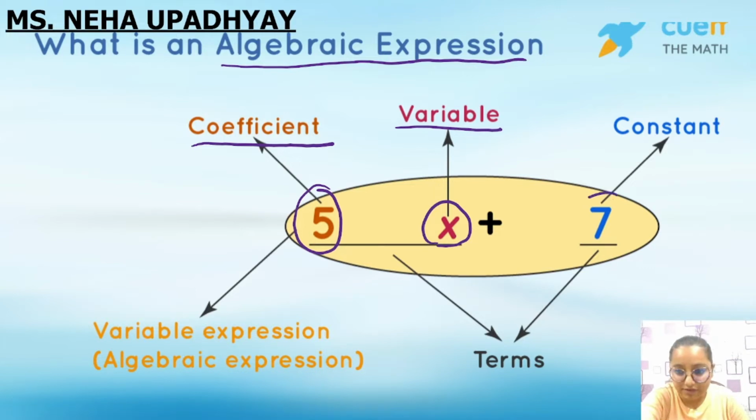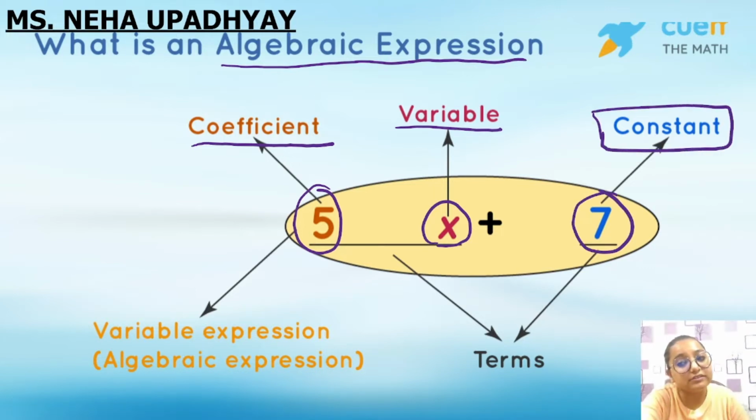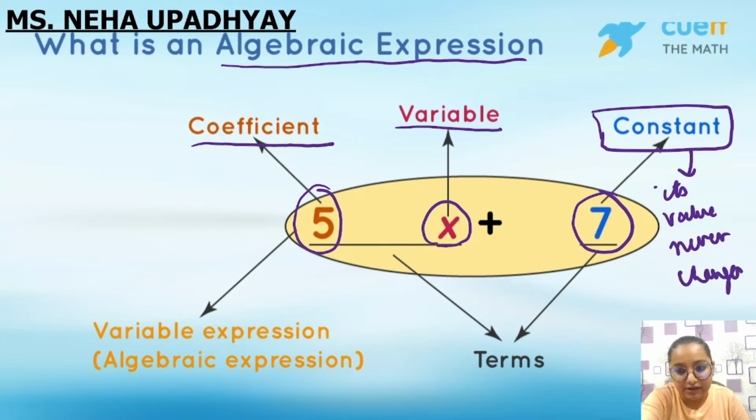And what is 7? 7 is a constant. Why do we call 7 a constant? Because its value never changes. It will remain the same. Now if I talk about x, it is a variable. It means its value can change. Yes or no?